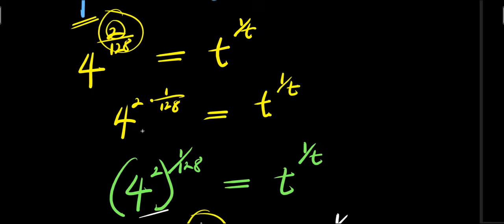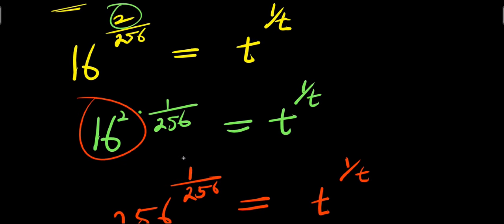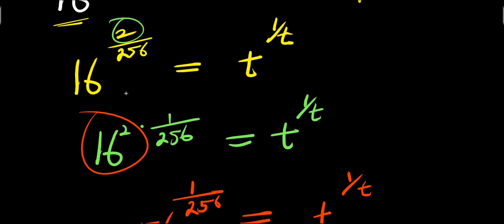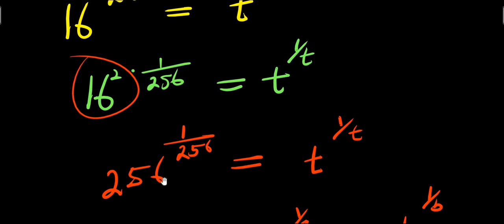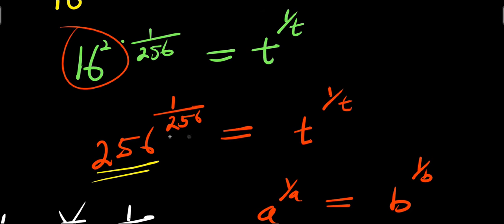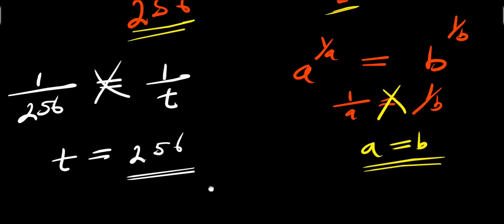Then you factor out 2. And still, you are going to have 16 here, which is not the same as 128. You replace 1 over 128 with 2 over 256. If you factor out 2, you are going to have 16 power 2 times 1 over 256, and 16 power 2 is the same thing as 256. So at this point, this and this are the same, so we compare the exponent using this identity, and our t becomes 256.